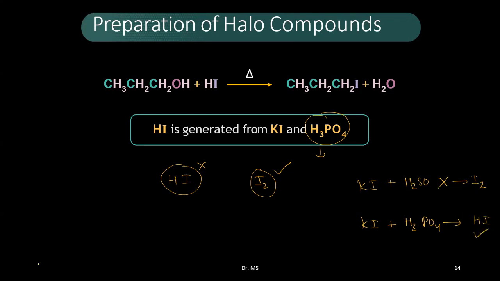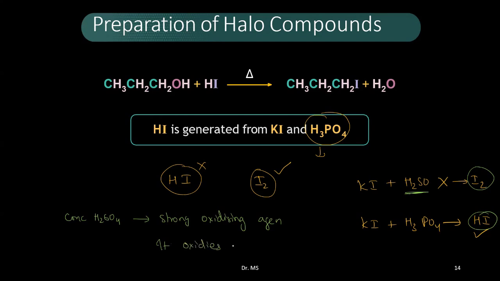So remember, what is our ultimate thing? We want the hydrogen halide. That's HI. But if I use sulfuric acid, I'm getting I2. So no use of using it. So remember this. Concentrated sulfuric acid, being a strong oxidizing agent, oxidizes it and produces iodine. That is I2.